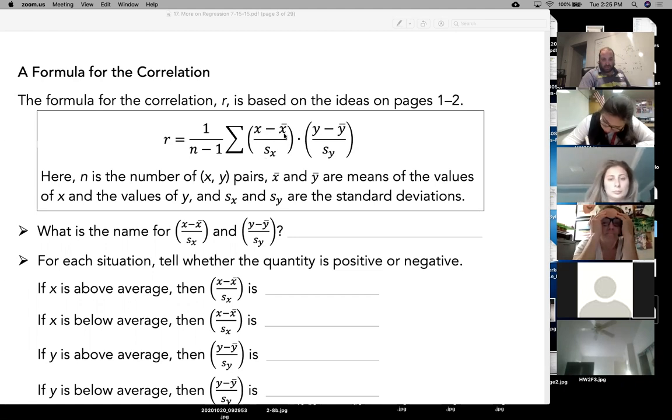So we're going to calculate this. We're going to calculate this. We're going to multiply them. We're going to add them all together. And then we are going to multiply by 1 over n minus 1. When we do that, that will give us R. That will give us the correlation coefficient.